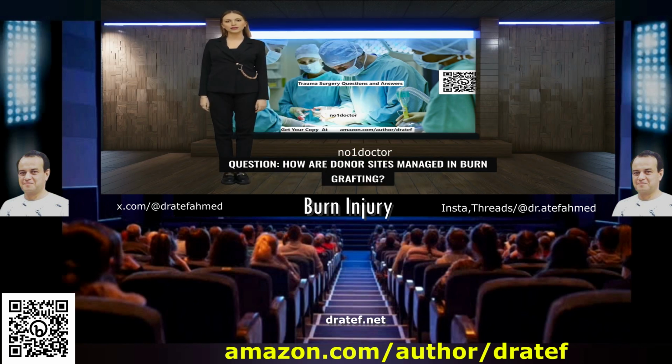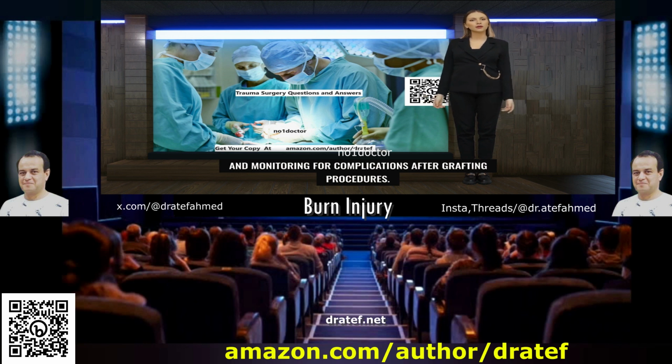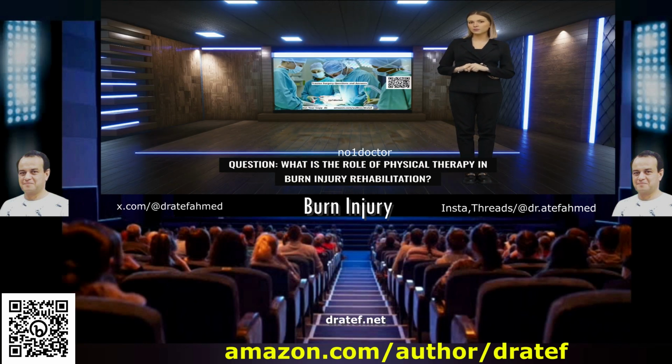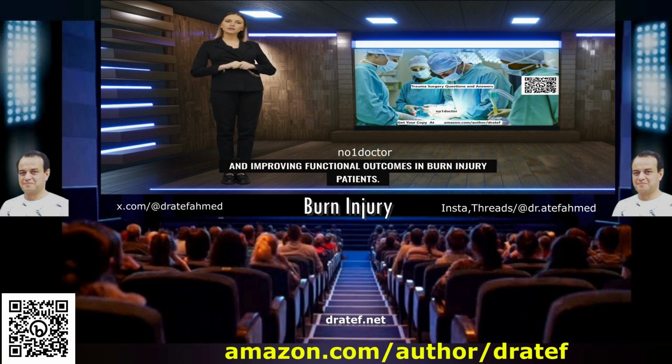Question: how are donor sites managed in burn grafting? Answer: donor sites require wound care, pain management, and monitoring for complications after grafting procedures. Question: what is the role of physical therapy in burn injury rehabilitation? Answer: physical therapy focuses on maintaining joint mobility, preventing contractures, and improving functional outcomes in burn injury patients.